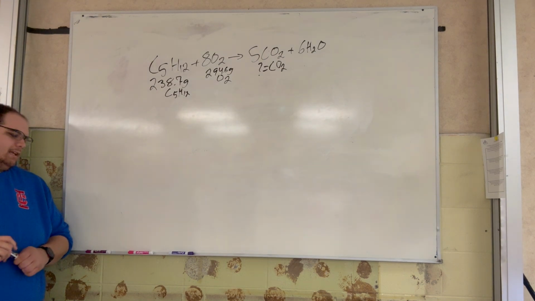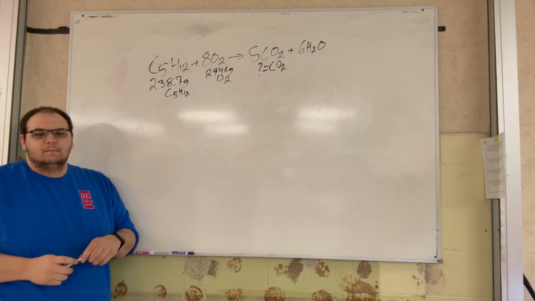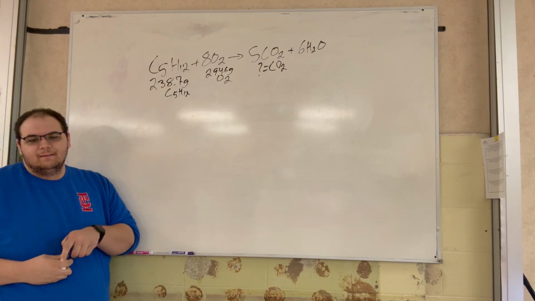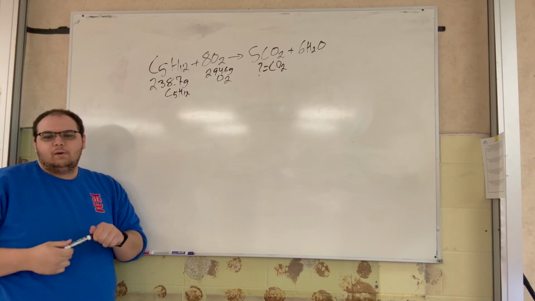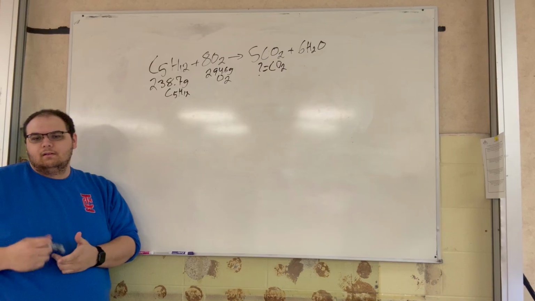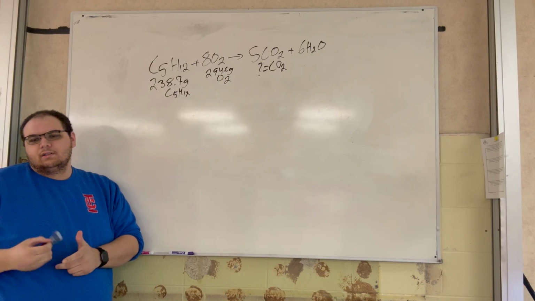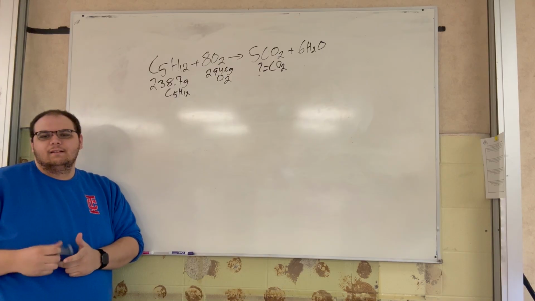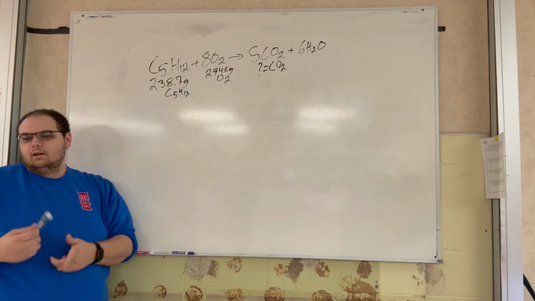Looking at these numbers, which one do you think is going to be the limiting reactant? C5H12. Why? It looks smaller. Which one do you think will run out first? We have less of it, right? 238, we have less of it.